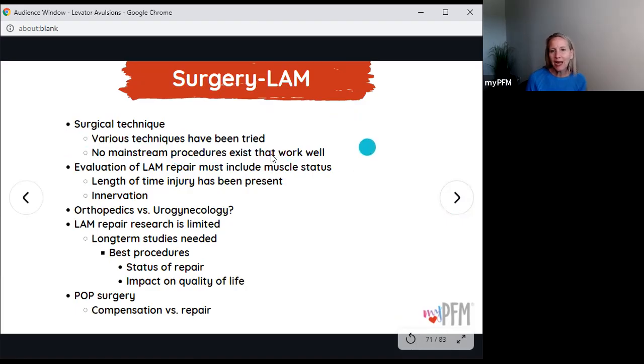Various techniques have been tried. There's no mainstream procedure that works well. Evaluation of whether you're going to do the repair or not must include muscle status. So if you have a muscle that doesn't have nerve supply, what point is there really in reattaching that muscle? If it's not going to work anyway, why should you attach it? Also in terms of atrophy, if that muscle has atrophied and it's not in good condition, is a repair even indicated at that point?